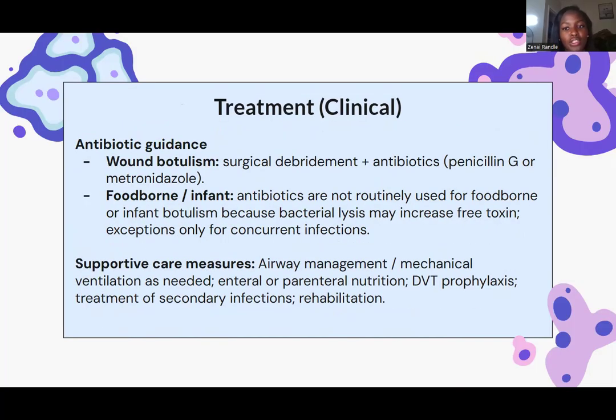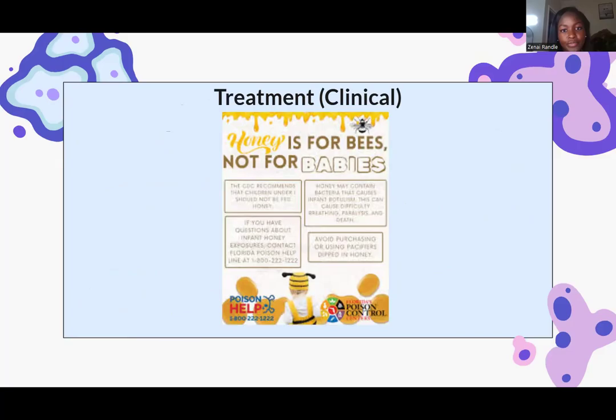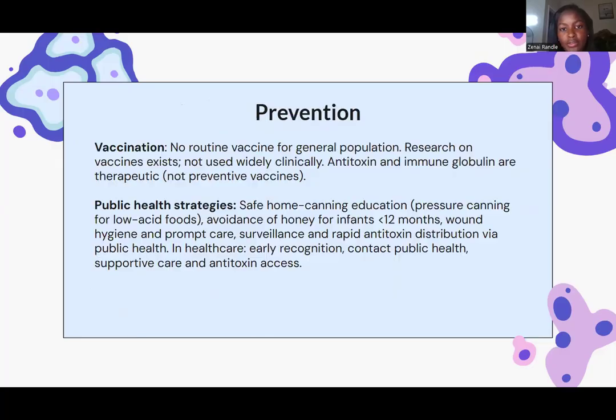For wounds, it's usually surgical and antibiotics. For foodborne or infant, it's not used. Supportive care measures include support with ventilation. This is a CDC flyer about how honey is not safe for babies because it contains the microbes that cause infant botulism.